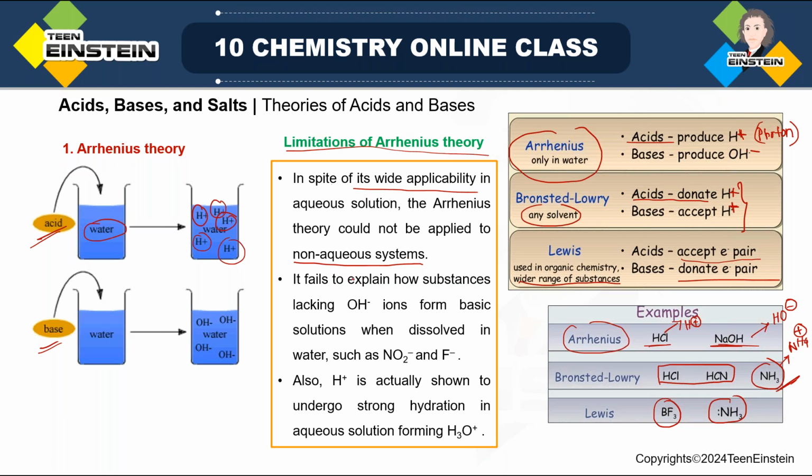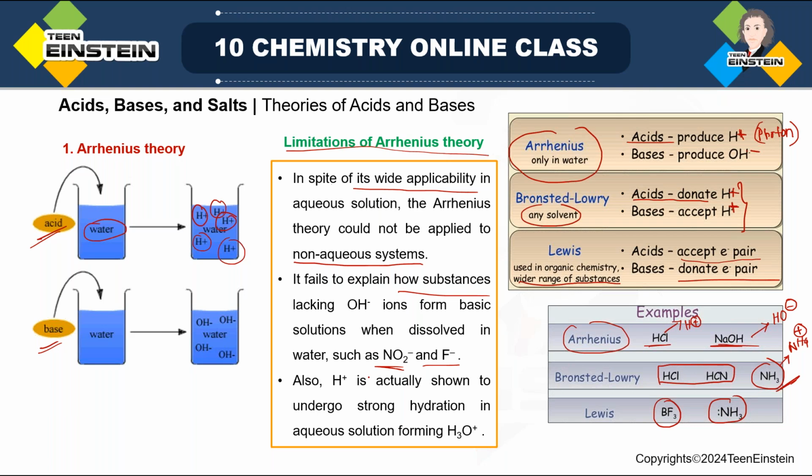Now come to the second point. It fails to explain how substances lacking OH minus ion, that means those compounds where no OH minus ion formation is possible, form basic solution when dissolved in water. So see, here we have taken these two ions, NO2 minus and F minus. Now they can also form basic solution, but there is no OH minus ion, still they can behave as base. So it fails to explain how those compounds where no OH minus ion formation is possible are acting as base. How will you explain on the basis of Arrhenius? You can't. So that is the limitation.